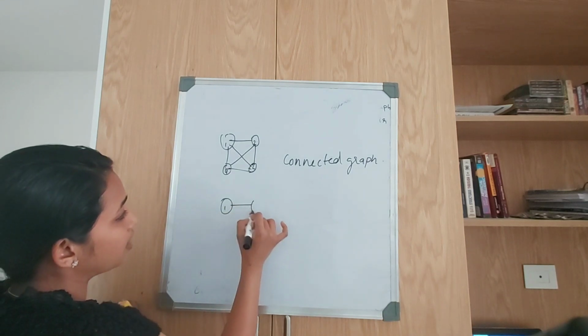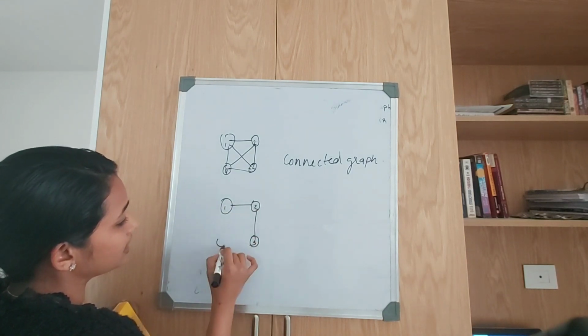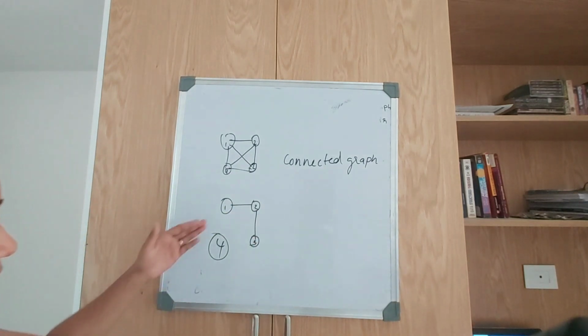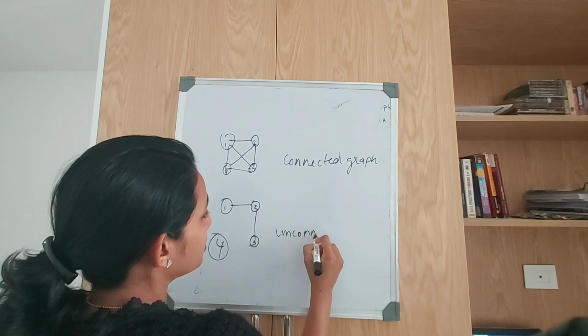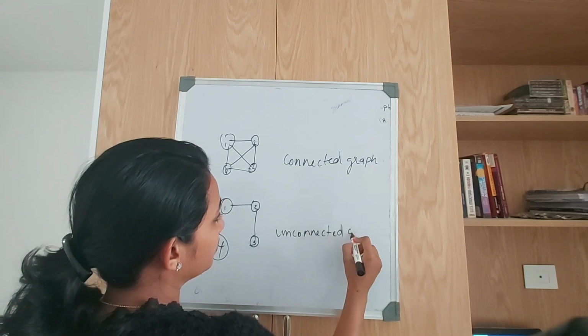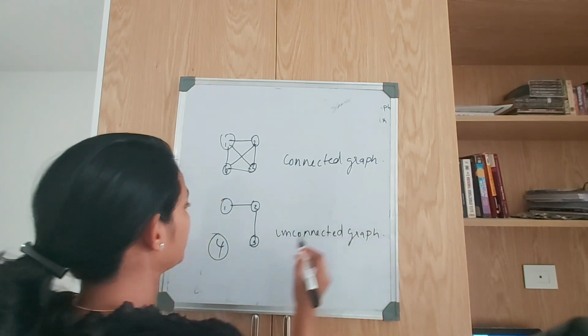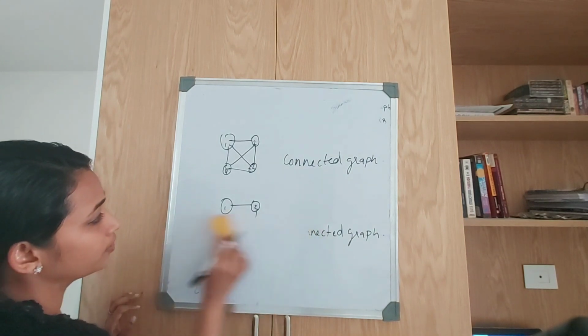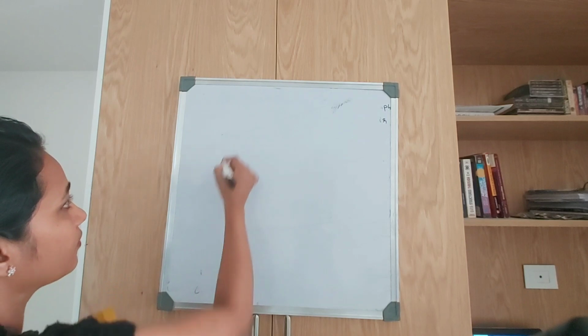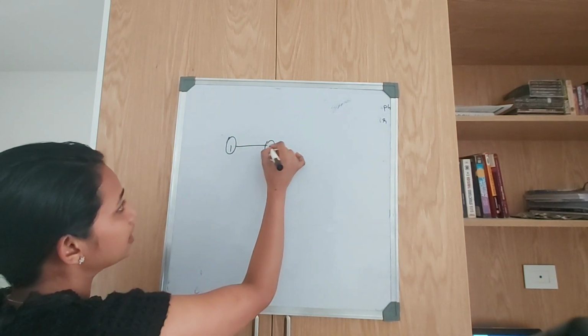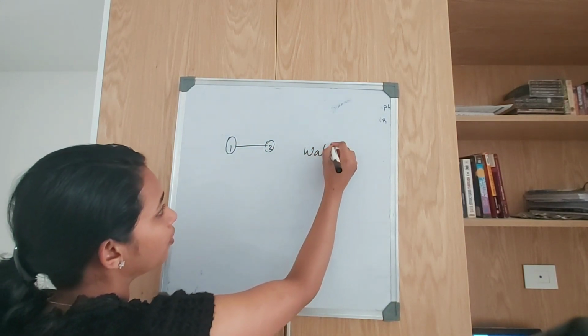Now this one, if I ask you whether this graph is connected, no, this is not connected. Why? There is no connection with 4. So this is an unconnected graph, where there is no connection at all. So this is known as a connected graph and an unconnected graph. Now next, what you're going to learn is a path or a walk.